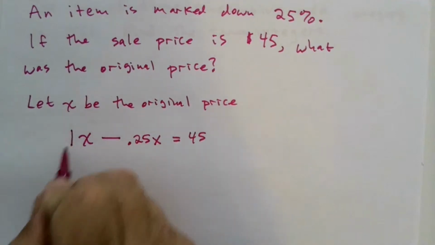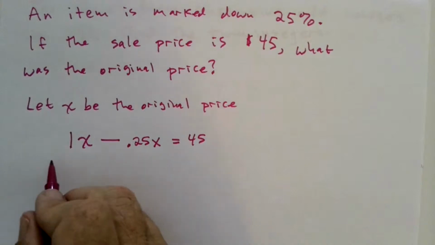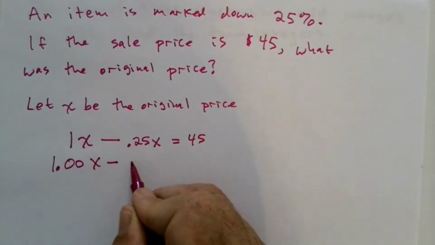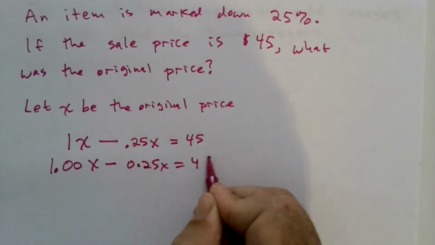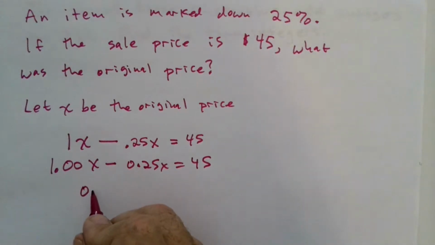But this is 1x. We've got to think about what is 1x minus 0.25x. It might be easier to think of 1 as 1.00x, minus 0.25x equals $45. 1.00x minus 0.25x will give me 0.75x.